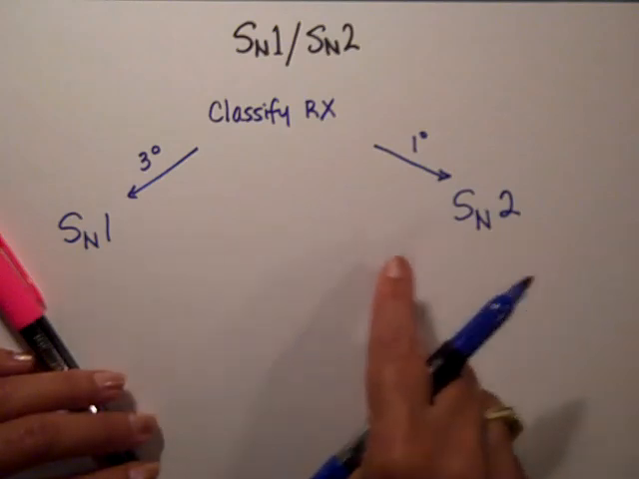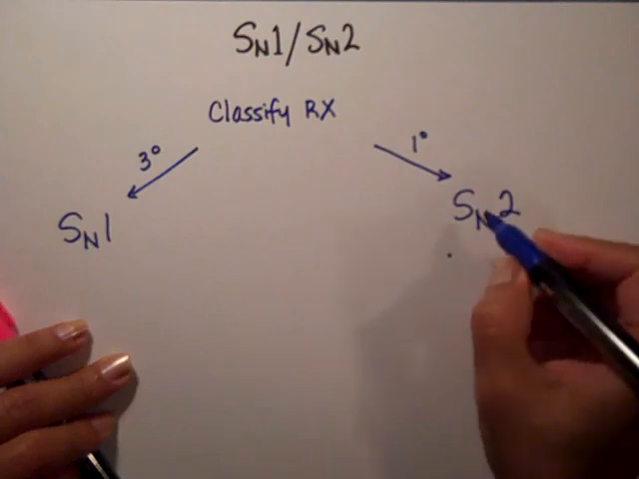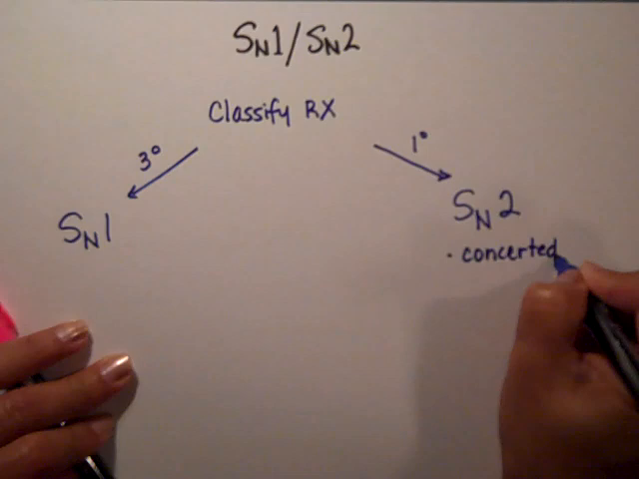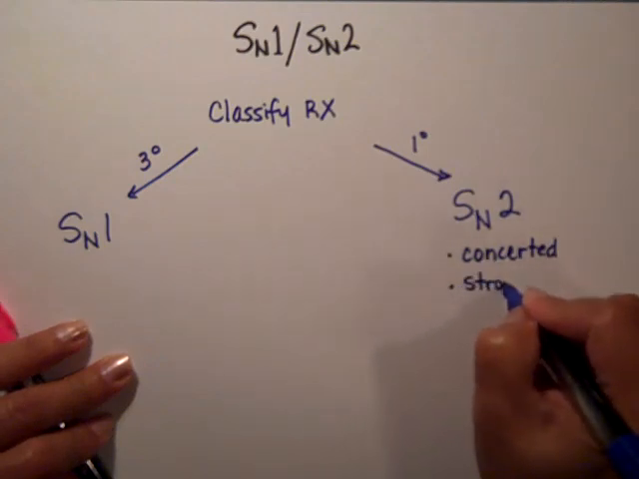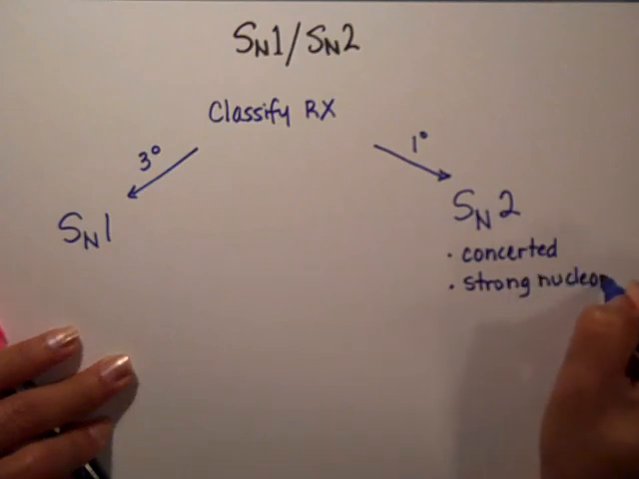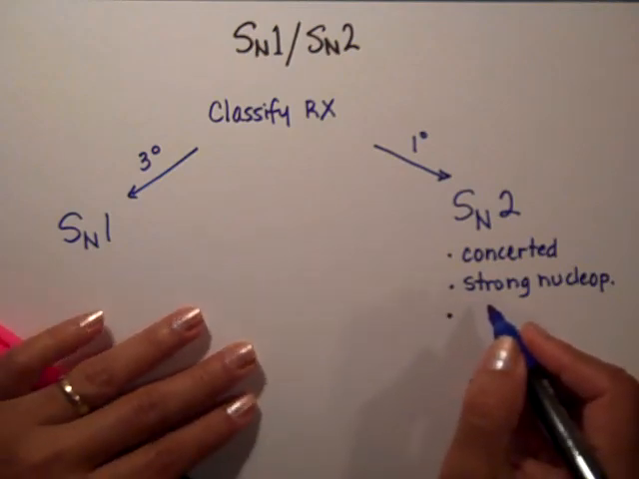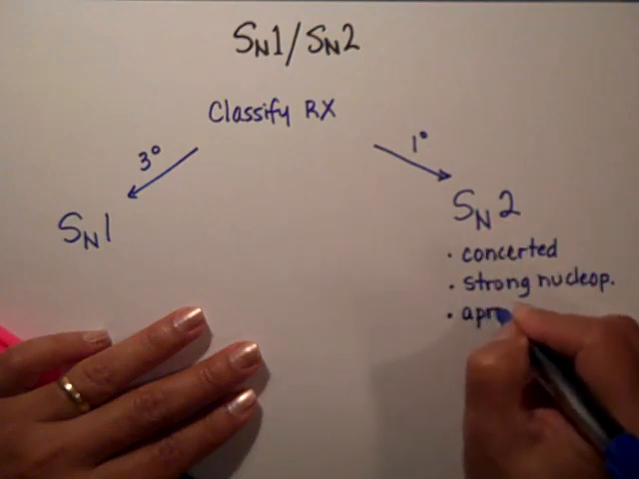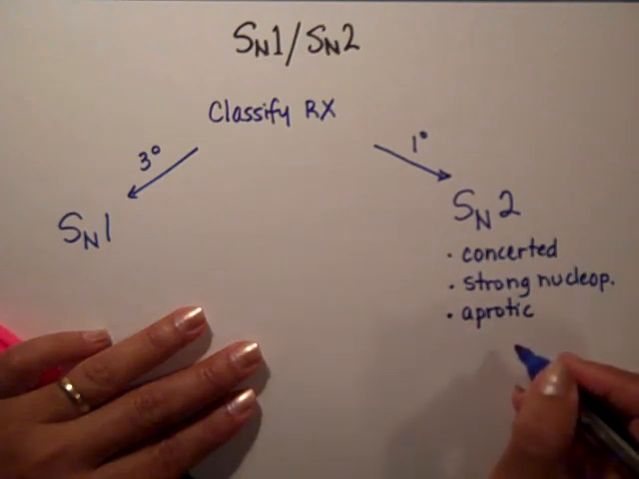So let's go ahead and just do a couple of things about the SN1 and the SN2. The SN2, remember, is a concerted mechanism, and we need a strong nucleophile to be able to do an SN2 reaction. It would also be good if we use the right solvent, and the right solvents for the SN2 are what we call aprotic solvents. Solvents that don't have a partial positive hydrogen.